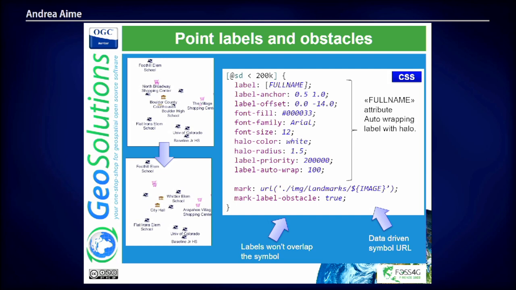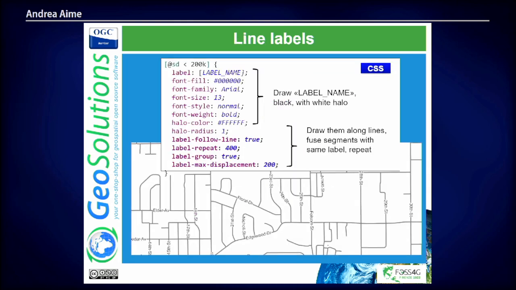Point labels are also interesting. The interesting bit, in my opinion, is actually the setting of obstacles. So in point symbology, I could say that the point symbol is actually an obstacle for labels, so that labels will never overlap my point symbology, which would make the map less readable.